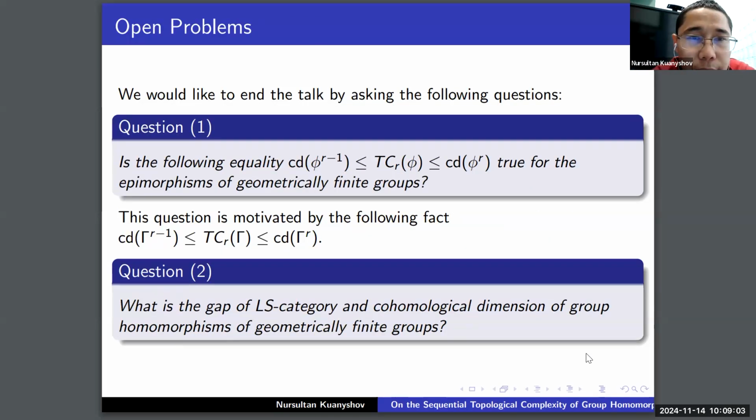Okay, I would like to end this talk by asking the following questions. The first question is: is the following equality true for epimorphisms of geometrically finite groups? As we see from Dranishnikov's example, if we have finite groups, then this inequality is not true. Or this should be an inequality, sorry. And what about geometrically finite groups, namely torsion-free groups? I'm interested because of the second question: I want to know the gap between the LS category and the cohomological dimension of group homomorphisms of geometrically finite groups.